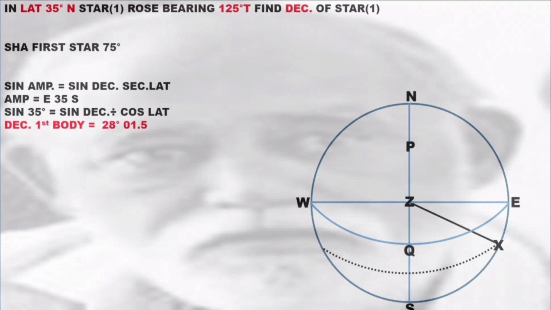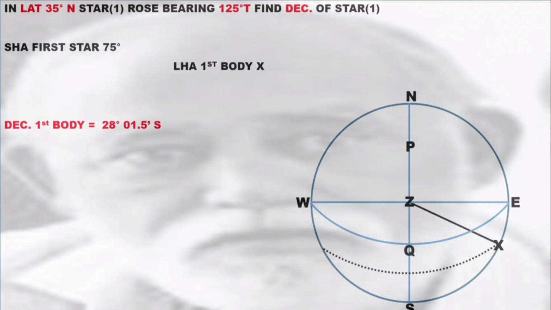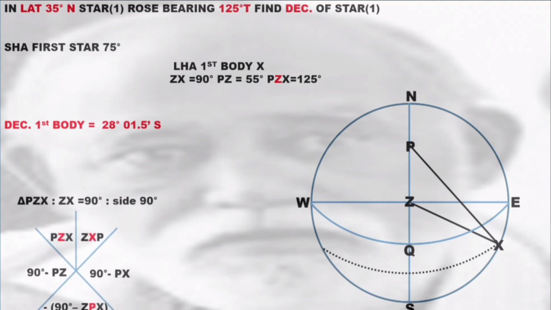Declination of the first star, the first body. I have ZX is 90. We had PZX. PZ, we have the latitude. And angle Z, 125, which was the bearing. I can solve this triangle, finding out angle E, which in turn will give me LHA.